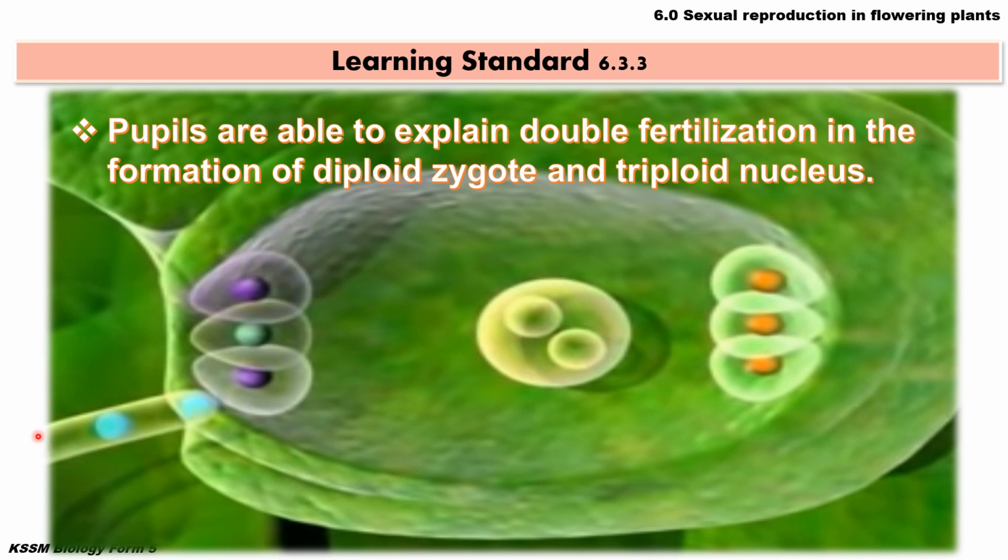Ni dekat apa? So, this yang ini, nampak tak? Ini adalah pollen tube. Dia dah reach dekat ovule. So, these two adalah male gamete. So, male gamete ni dia ada berapa? Ada 2. That's why dia ada double fertilization. Okay? So, kenapa dia jadi diploid zygote? And kenapa ada triploid nucleus? Okay, kita akan tengok sekejap.